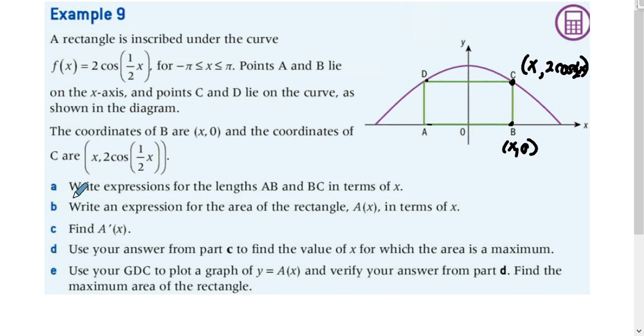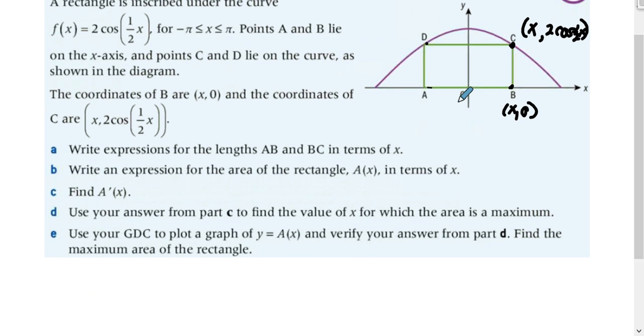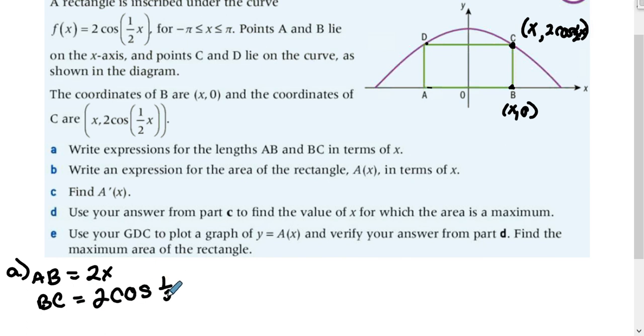So based on that, we can then write expressions for our length AB and for our length BC. So we have our length AB. What does our length AB equal? 2X, because it's X on each side. And our length for BC, so from B to C, 2 cosine 1/2 X. Good. Because this is X and this is X. Okay.